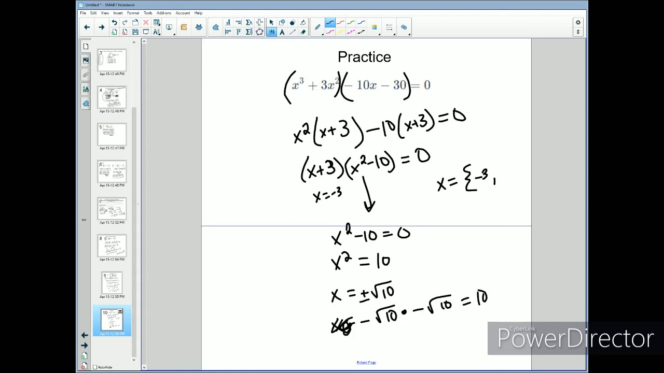But when we write out our solutions, let's write them both out. So x equals negative 3, square root of 10, or negative square root of 10. A lot of folks are okay if you just write x equals plus or minus the square root of 10 and negative 3. But I think if you write them out separately, it really shows that you understand how many solutions there are and what exactly they are.